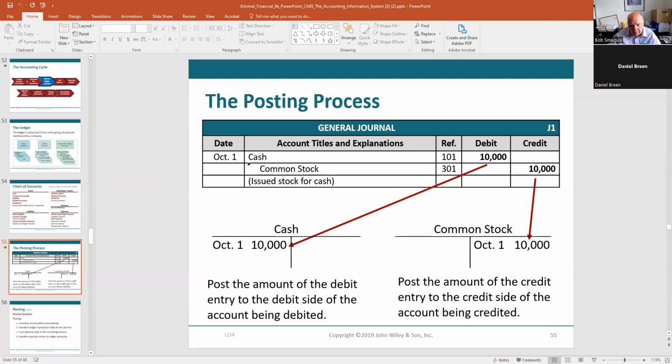We debit cash for 10,000 and we indent and we credit common stock for 10,000 and we show a little explanation. That explanation should be very, very short and sweet. You can always start it with the words "to record." I would have written that to record stock issue. That's all you need to put down there, okay?